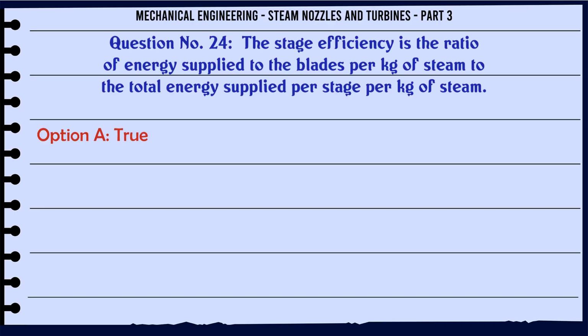The stage efficiency is the ratio of energy supplied to the blades per kg of steam to the total energy supplied per stage per kg of steam. A. True. B. False. The correct answer is false.